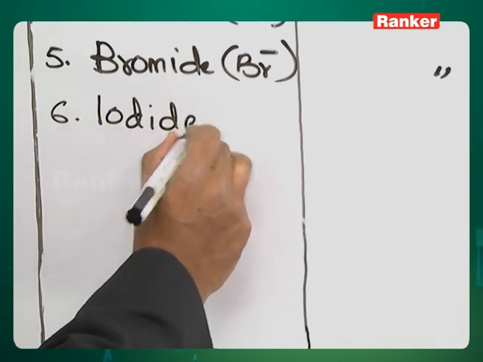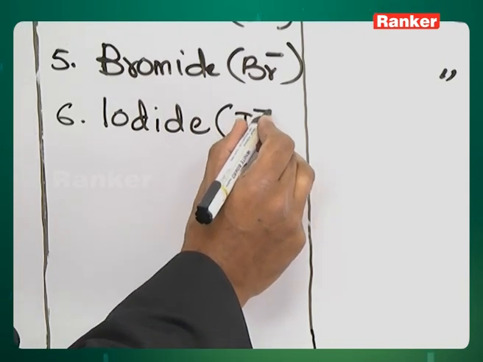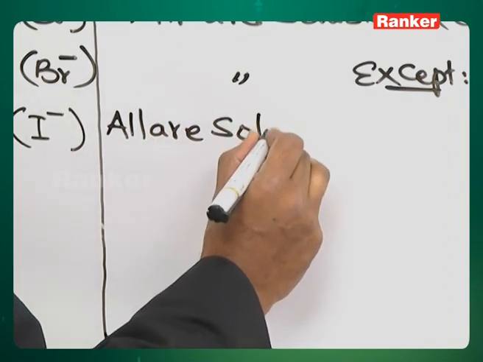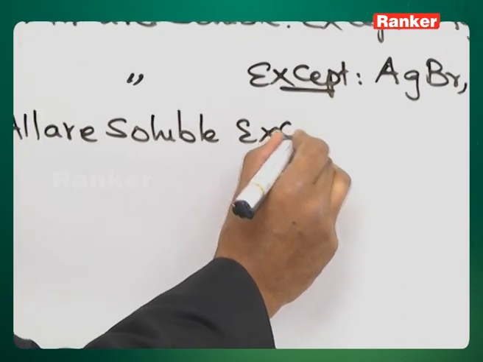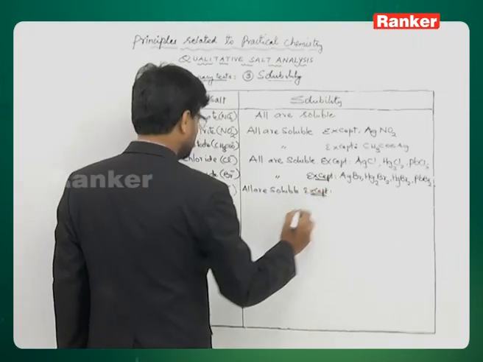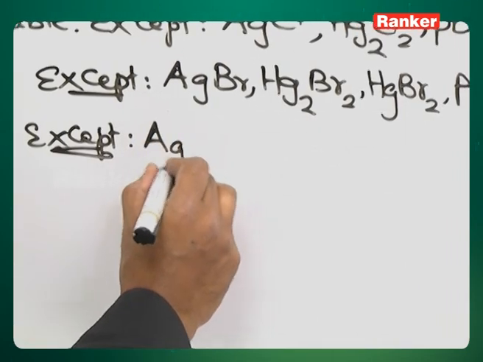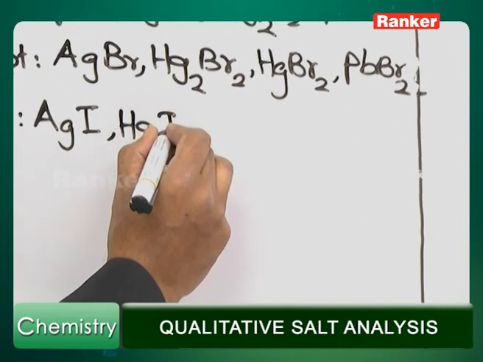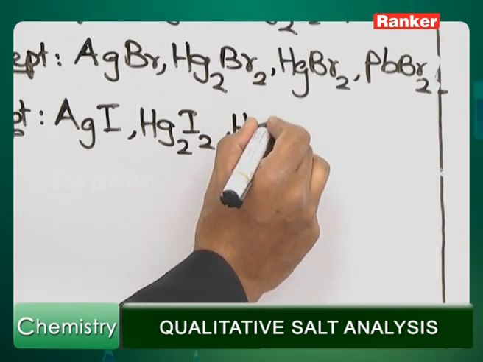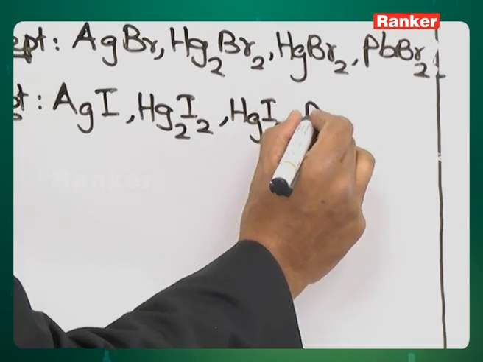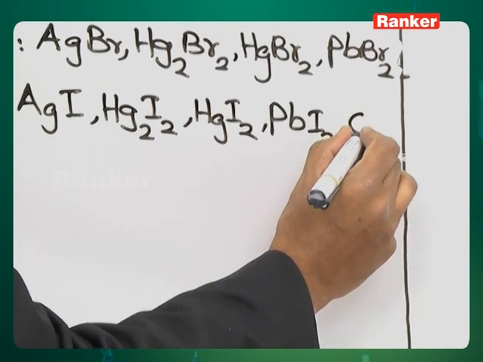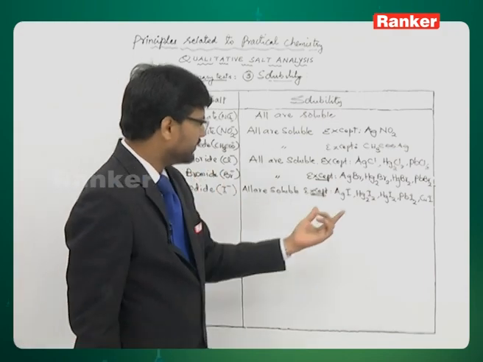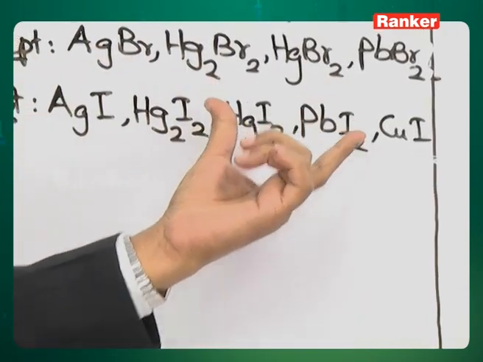Iodide, I minus. All are soluble except AgI, Hg2I2, HgI2, PbI2, CuI. These are the insoluble iodides. How many insoluble iodides are there? 5. Insoluble bromides are 4 in number.